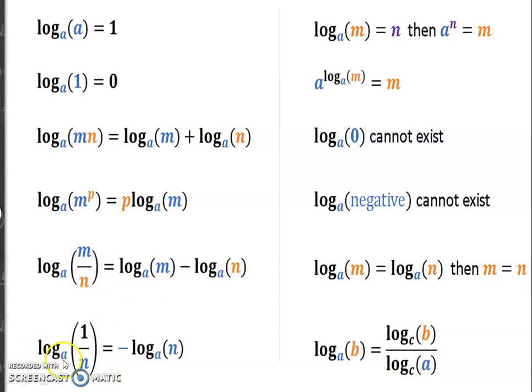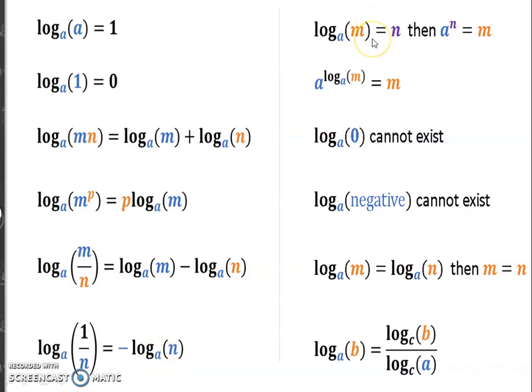Log to the base a of 1 upon n: any such number, we write n to the power minus 1 by using the law of indices. So minus 1 is there, and using the power function it goes to the left-hand side of the logarithm, that is minus 1 log n to the base a.